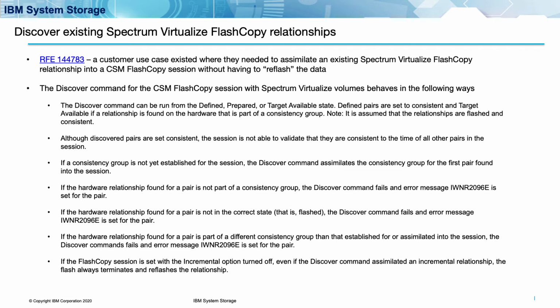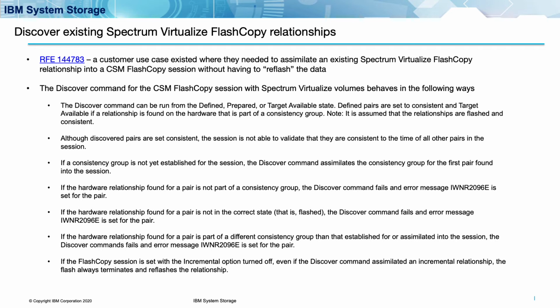Next thing to note is this is slightly different than what we do with remote copy. With remote copy, on assimilating existing relationships, the relationship cannot be in a consistency group. Well, FlashCopy is different. We decided that it has to be in a consistency group, and part of the reason we did that is that we wanted to ensure as best we could that it was consistent with the other relationships that are in the session or in that consistency group.